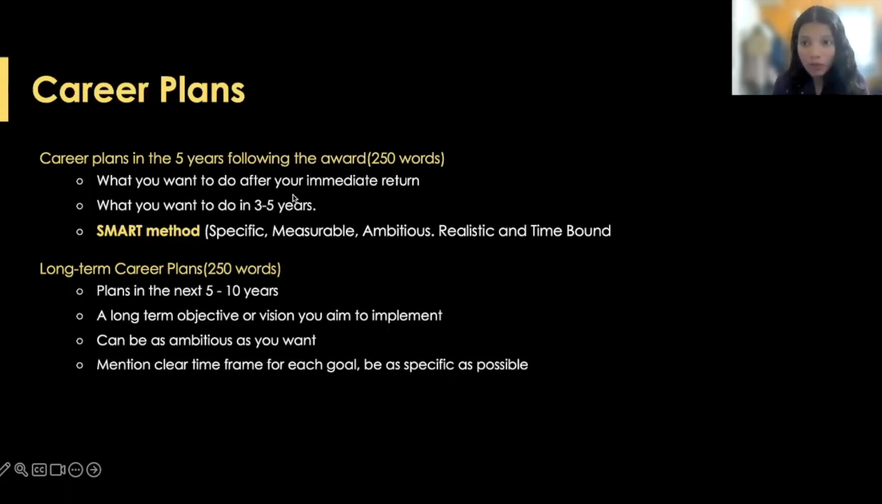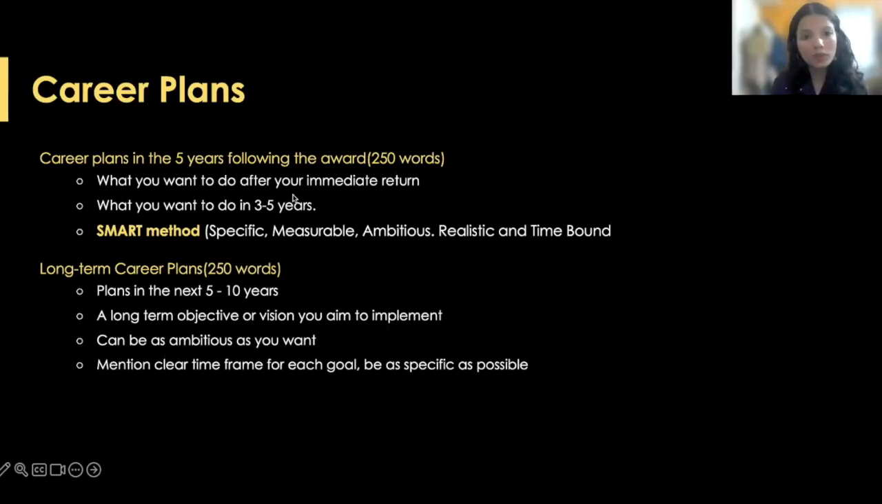Now, they're basically expecting you to tell them what you'll do after your immediate return. So you can mention the specific job roles you want to take up, specific organizations you want to work with. So be as specific as you can. What you basically want to see for yourself in the next 3 to 5 years, and also how it is related to the challenges you wanted to address.